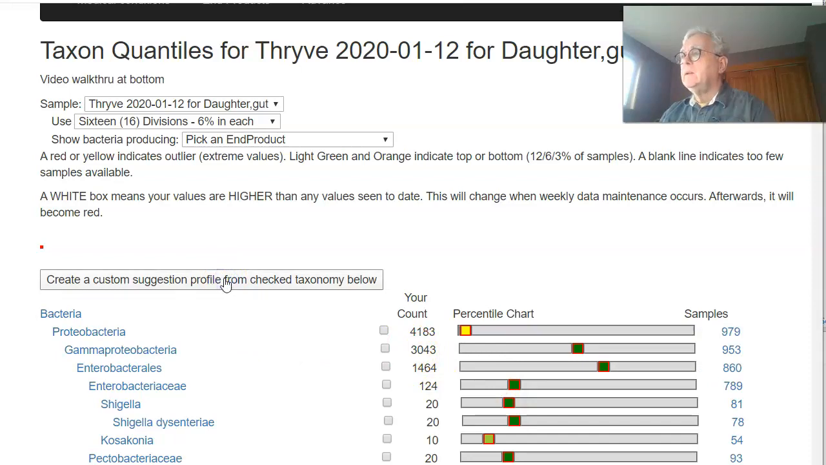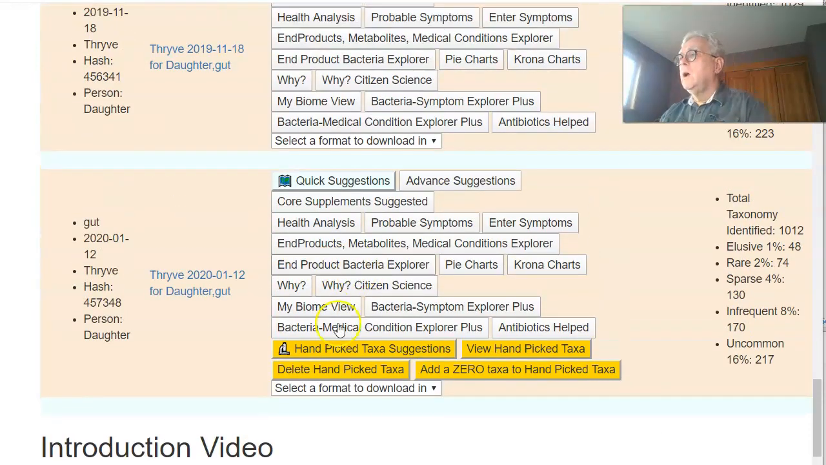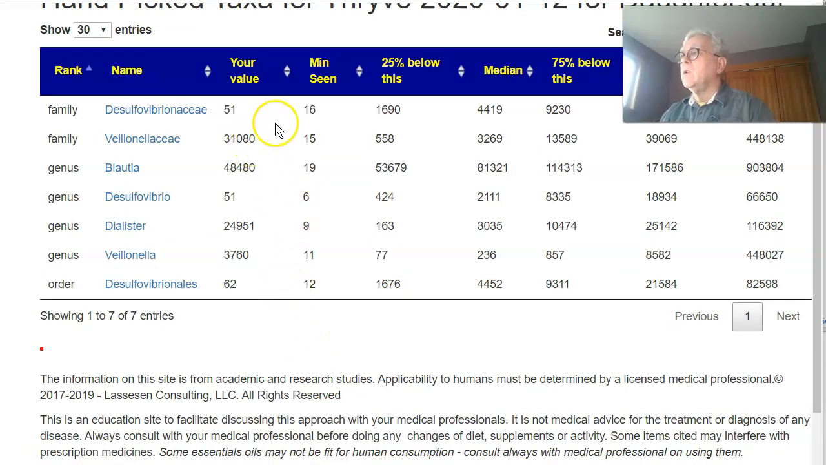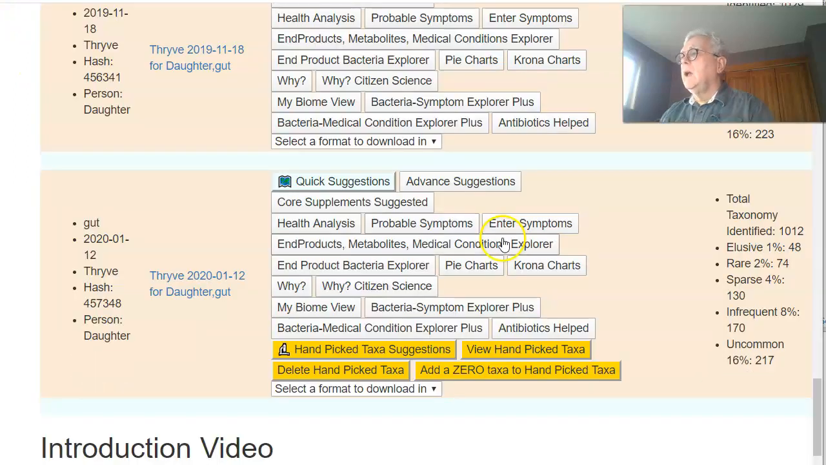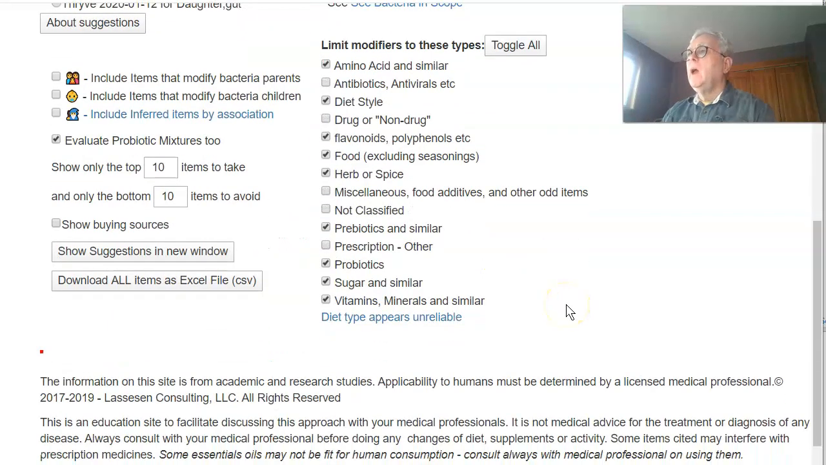So we create that. Takes us back here. And if you go down to the bottom, you'll see we have a bunch of four buttons sitting there. We can click View Handpick Taxa, and it will show you the values, your value, mean, and the range values, etc. So it's there for quick information. And what we could do is go over to Handpick Taxa Suggestion, which we see we have it picked there.